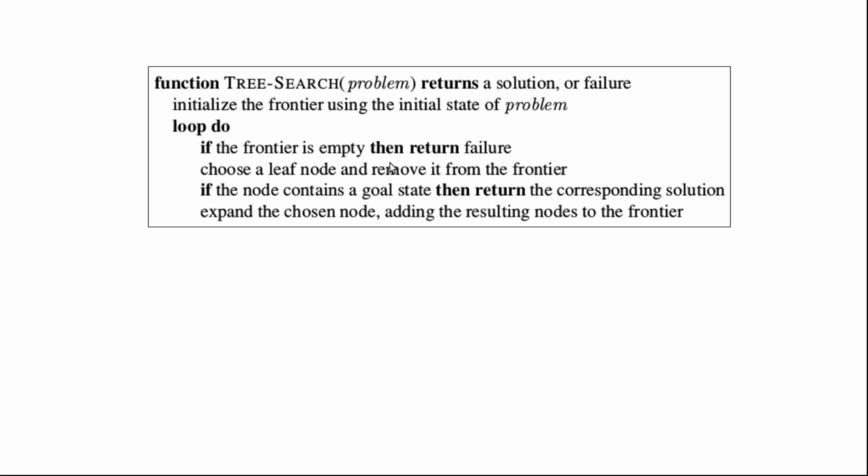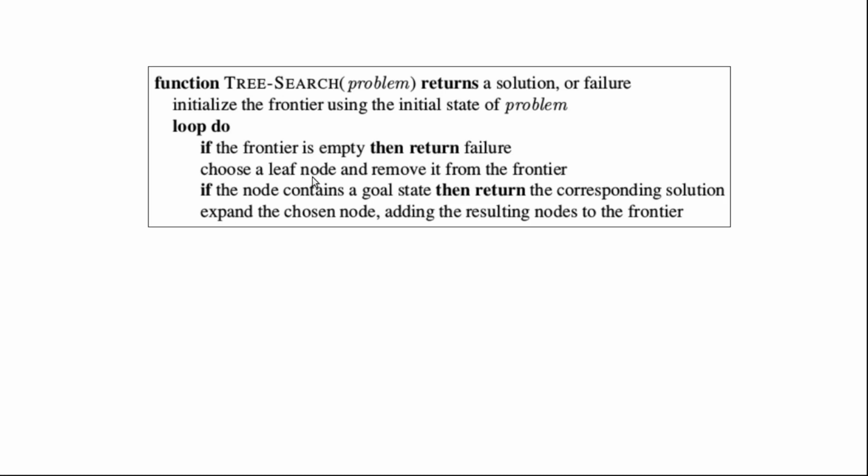And what are we doing in this loop? We first check whether our frontier is empty or not. If the frontier is empty, that means we don't have any more nodes that we can expand. And since we have not returned from here, it means we did not find a solution, and hence we will return failure. However, if our frontier is not empty, then we will go to the next line where we choose a leaf node and remove it from the frontier.